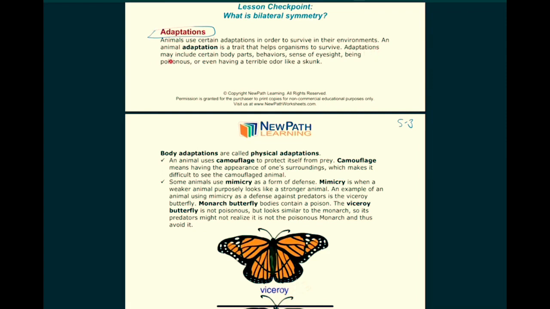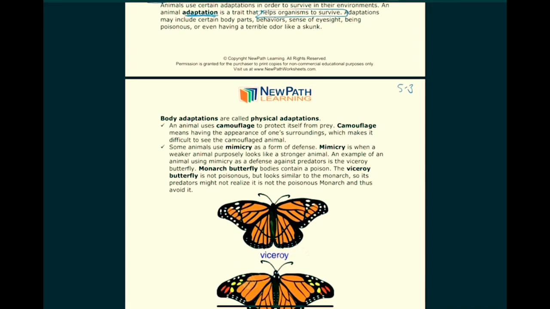Adaptations may include certain body parts, behaviors, sense of eyesight, being poisonous, or even having a terrible odor like a skunk. So the main thing to remember right here is that adaptation helps organisms to survive. It either helps them to be a better predator, to get prey if they're the one hunting, or if they are the prey, to avoid predators, like camouflage or something like that, which is coming up right now.